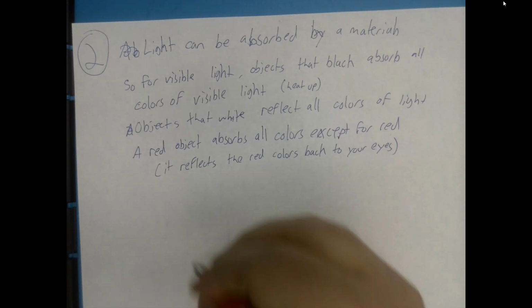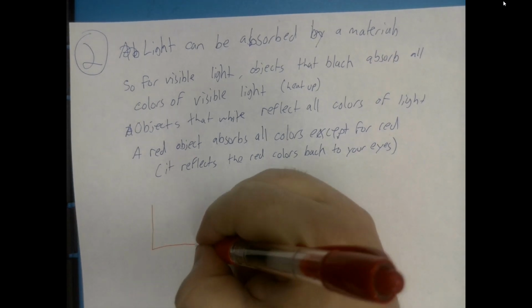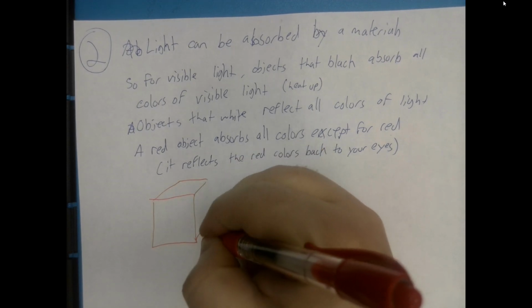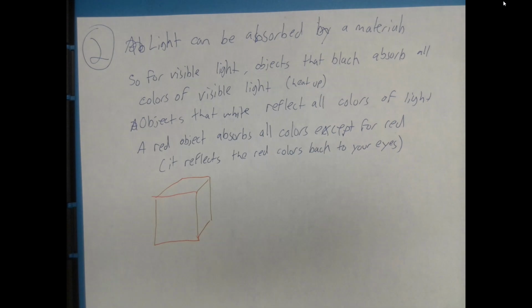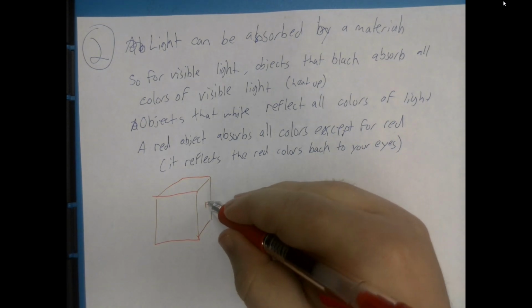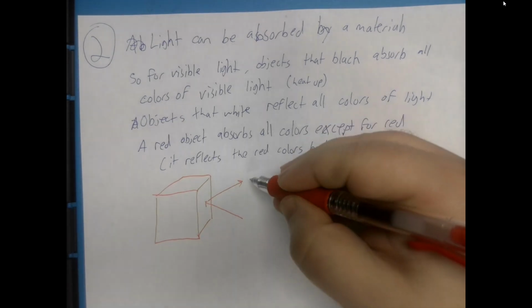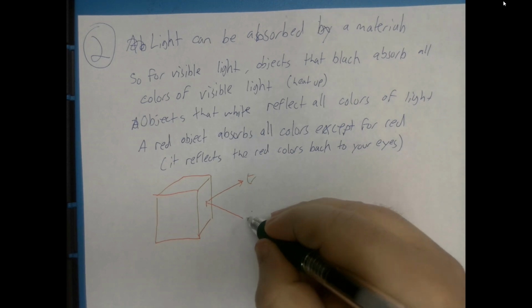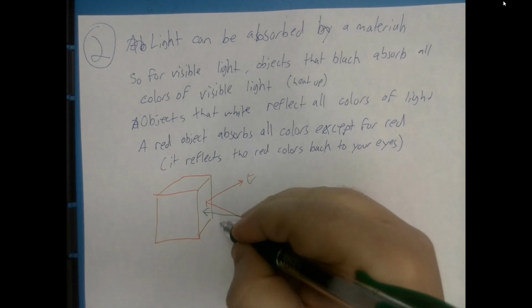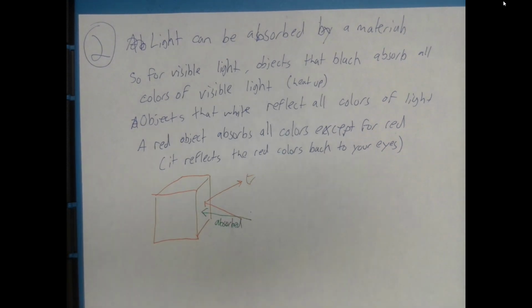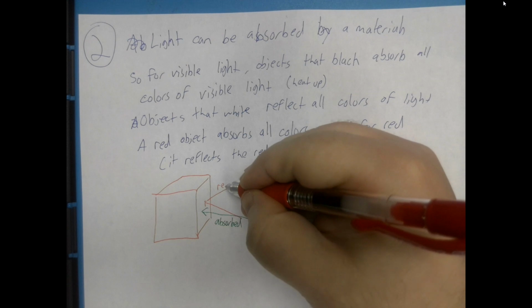So if you had a red object, the reason it appears red is because when red light hits it, it bounces or reflects back into your eye. However, when green light hits it, it gets absorbed, while red gets reflected.